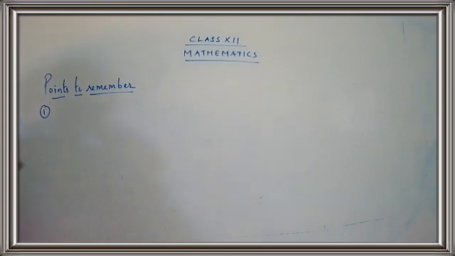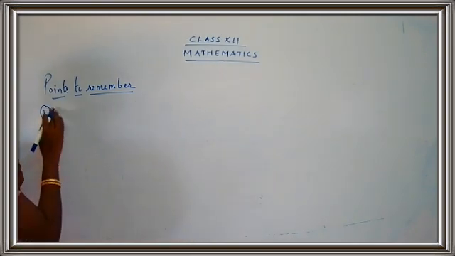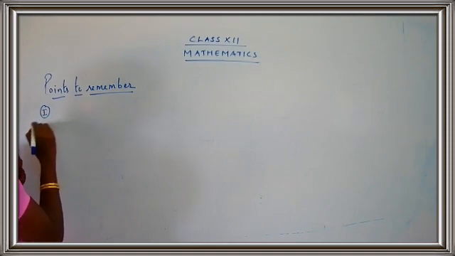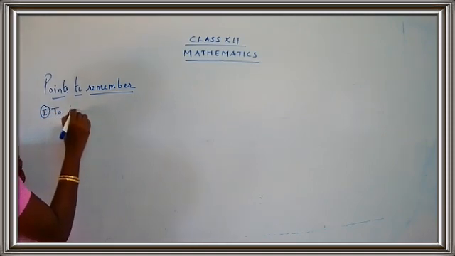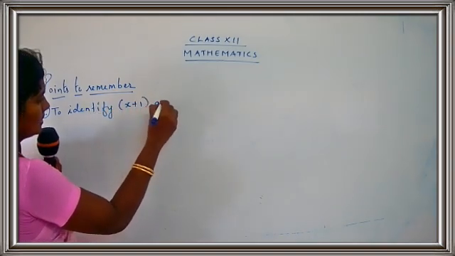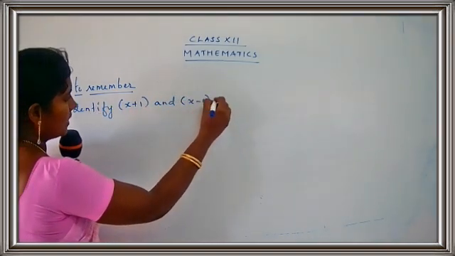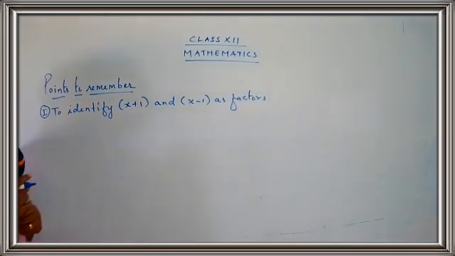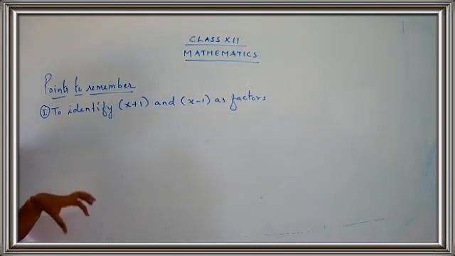The heading is to identify the factors. Okay. So give the heading as, just put your number 1, write on here 2, identify x plus 1 and x minus 1 as factors. So I have to find, if I want to check whether x minus 1 is a factor or x plus 1 is a factor, what is the shortcut method, or how are you going to find out directly by looking at the equation.